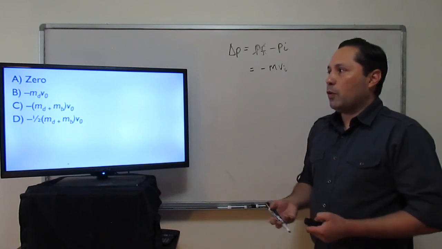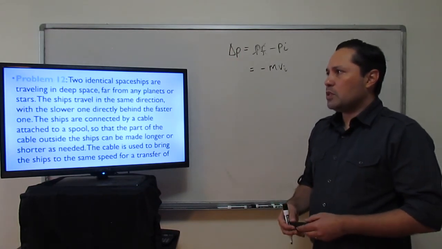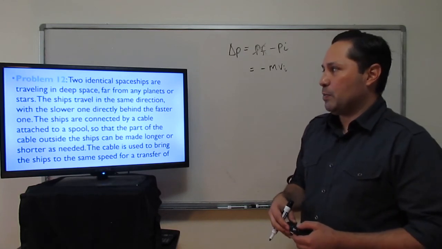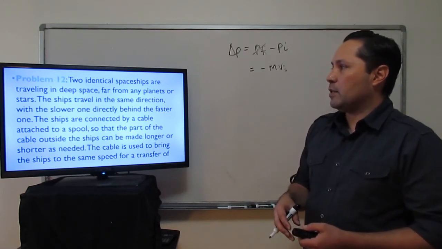Let's go ahead and move forward now. In problem number 12, it says, two identical spaceships are traveling in deep space, far from any planet or stars.